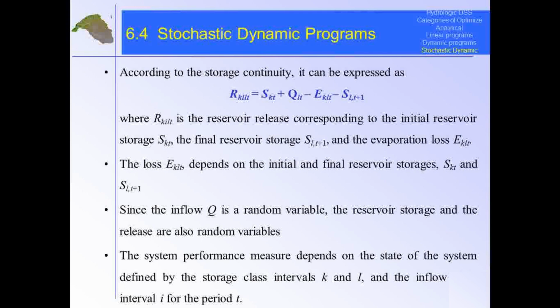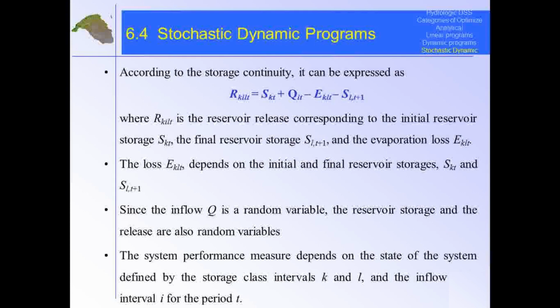So R_KILt is equal to S_K,t plus Q_I,t minus E_KLt minus S_L,t+1. The evaporation is dependent on the initial and final reservoir states, so it would have E_KLt. Since the inflow is a random variable, the reservoir storage and release are also random variables.